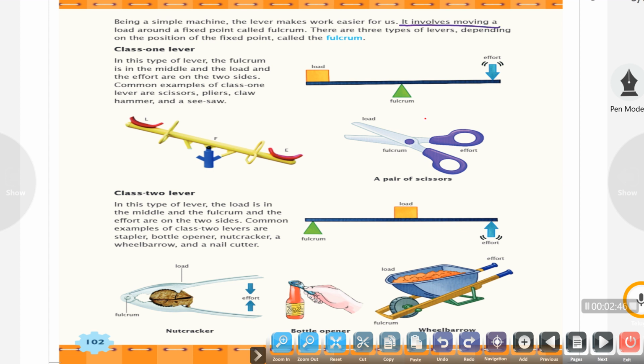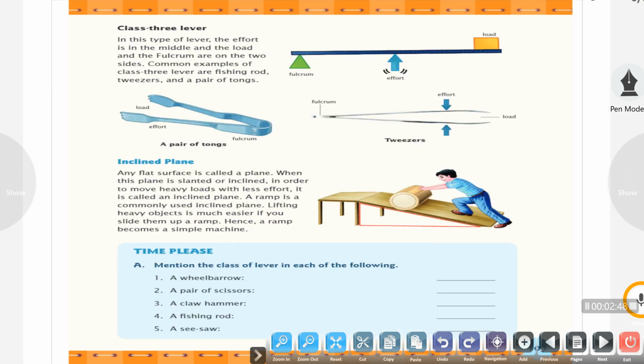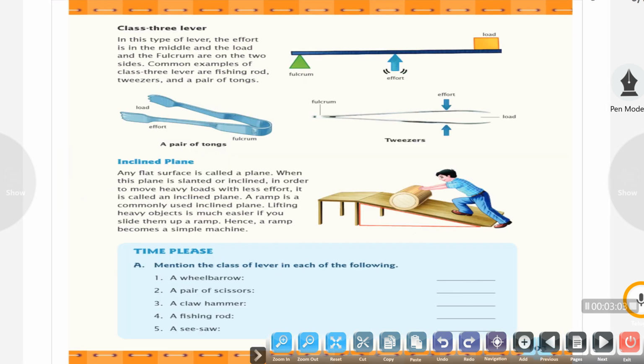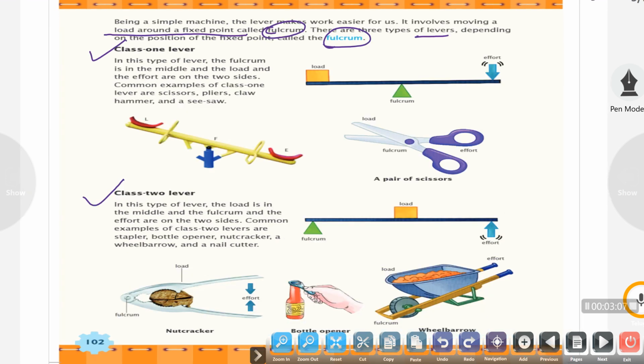A lever involves moving a load around a fixed point called fulcrum. There are 3 types of lever on the basis of fulcrum's position. The first one is class 1 lever, second class 2 lever and third class 3 lever. Let's begin with the first one. In class 1 lever, the fulcrum is at the center and load and effort at the ends.